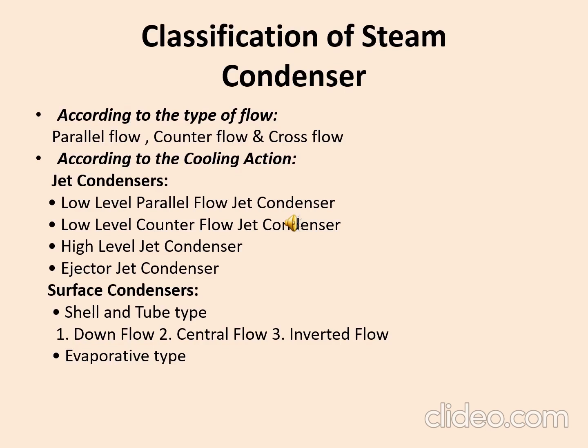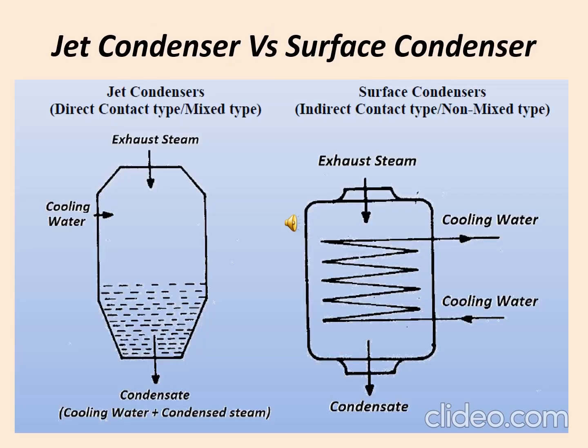Now we can see the diagram of a jet condenser and surface condenser. A jet condenser is otherwise known as a direct contact type or mixed type. Why is it called a direct contact type? Because the steam and the water are directly in contact with each other. That means it is a mixture of our cooling water and the condensed steam. But in our surface condenser, what is happening? A surface condenser is otherwise known as an indirect contact type or non-mixed type.